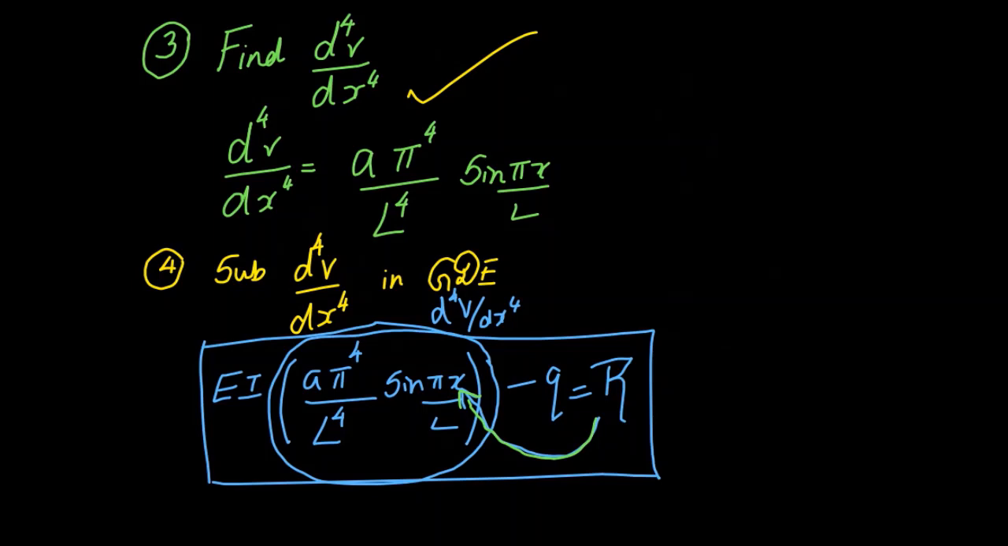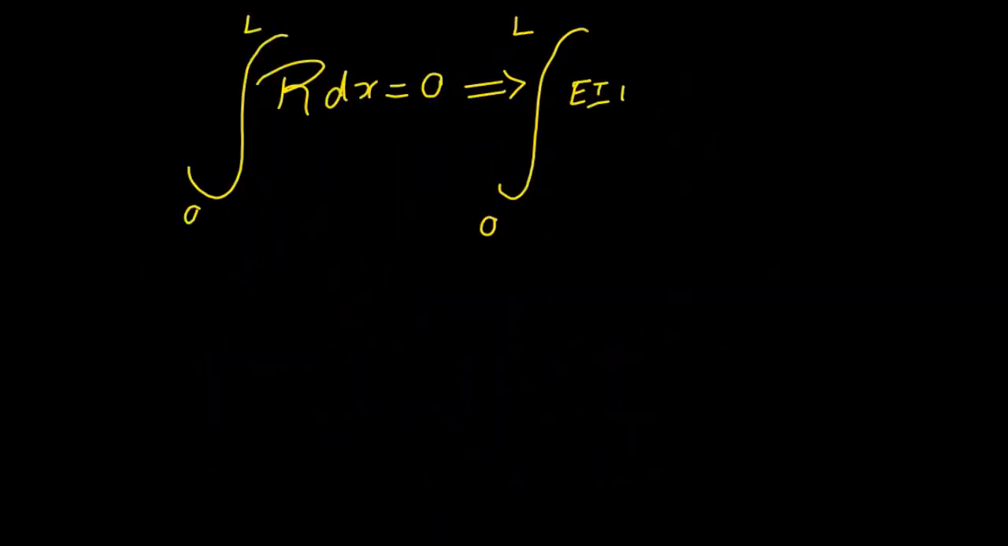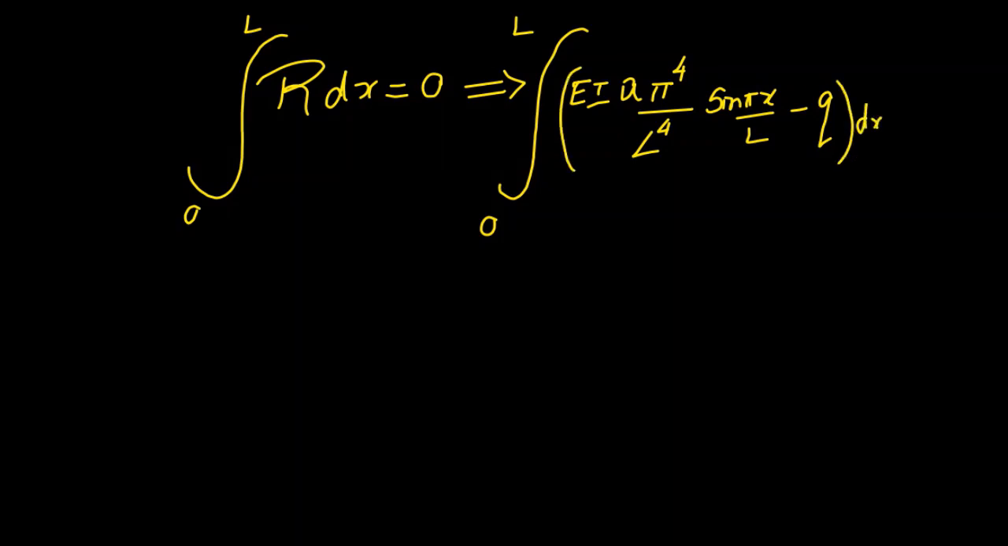So that is the value of r. So it is EI into a into pi raised to the power 4 over L raised to the power 4 into sine pi x over L minus q, that is r, into dx is equal to 0. So what I'm going to do is take the constants outside and integrate the sine pi x over L.